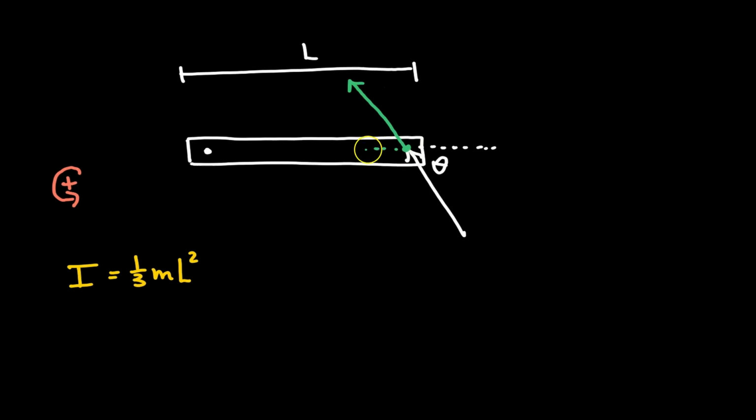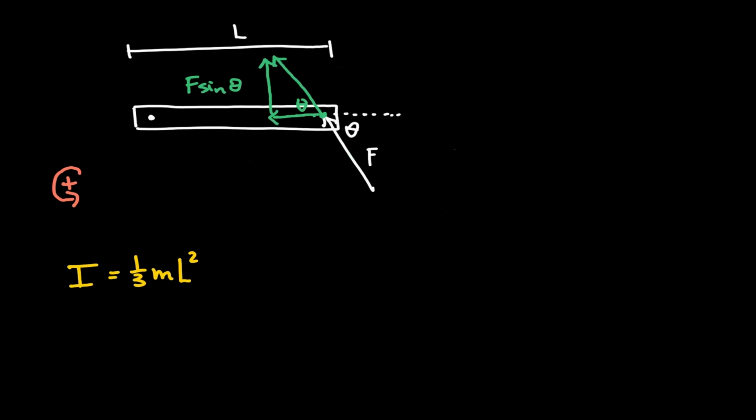Now notice that the force is not perpendicular to the rod, so we're going to have to break it into components. And remember that for torque, it's the perpendicular component that is actually causing the torque. Since the perpendicular component is opposite theta, that perpendicular component will be F sine theta. Next, we're going to apply net torque is equal to I times alpha.